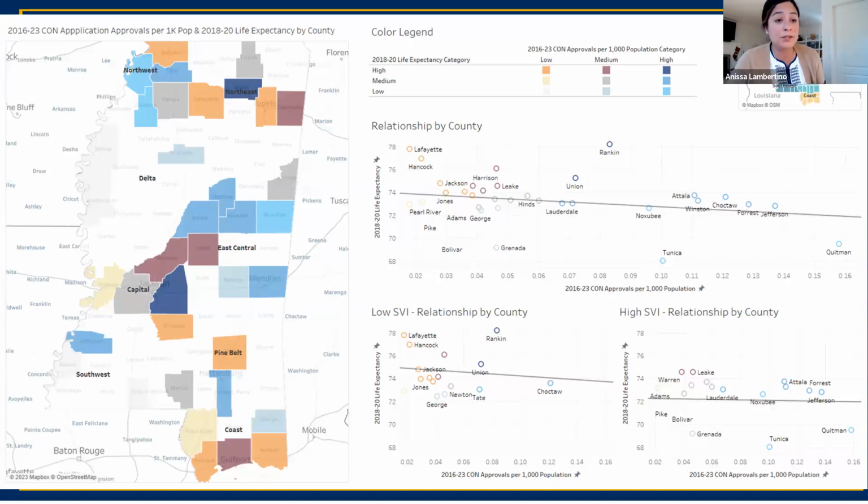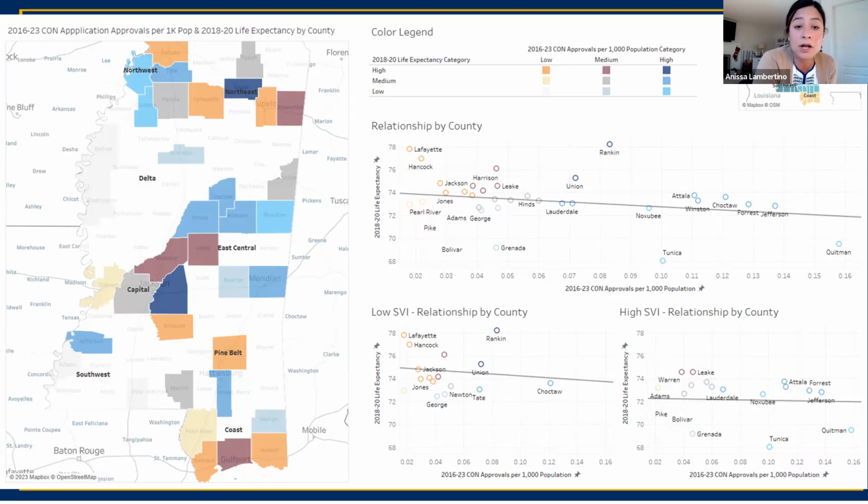And so what I want to show you here is how we used 2 indicators together, looking at a relationship between CON approval, and that's per 1,000 population, so it's a rate, not the number, and then life expectancy by county. So life expectancy being a proxy for population health.